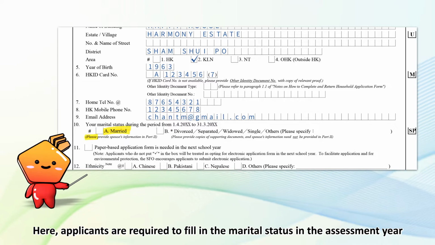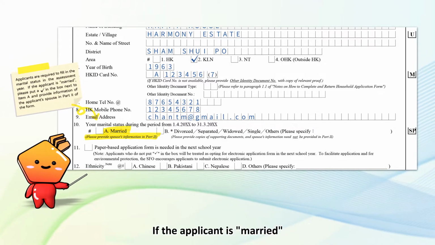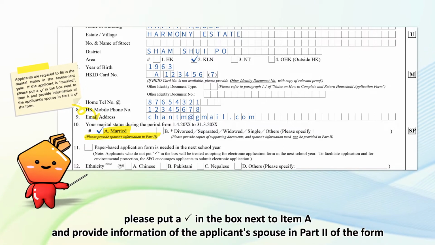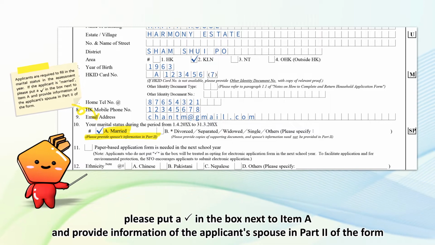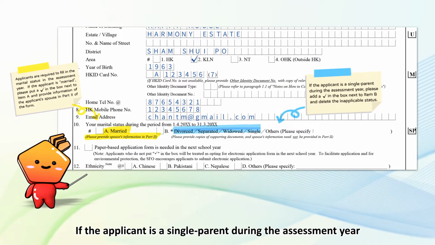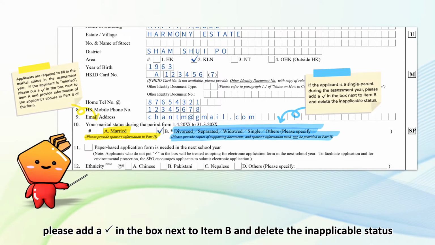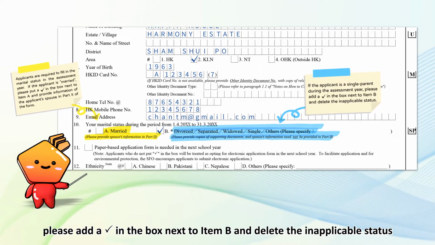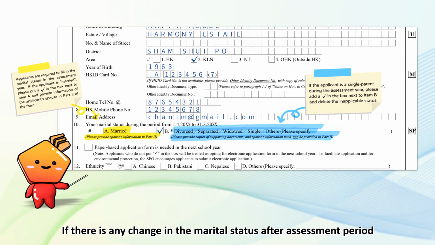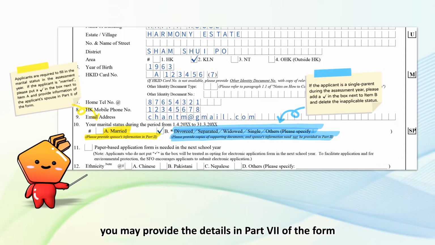Here, applicants are required to fill in the marital status in the assessment year. If the applicant is married, please put a tick in the box next to item A and provide information of the applicant's spouse in Part 2 of the form. If the applicant is a single parent during the assessment year, please add a tick in the box next to item B and delete the inapplicable status. If there is any change in the marital status after the assessment period, you may provide the details in Part 7 of the form.